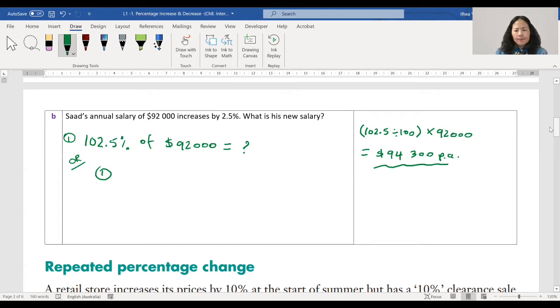It depends. Normally in tests, I try and do it the way that you're doing it, but sometimes when I'm just doing it normally, I do it the other way. Okay, so if you're gonna do the two steps way, what would you do? I'd times 92,000 by 2.5%, which is 2,300, and then I'd add 2,300 to 92,000, and then I'd get the answer.